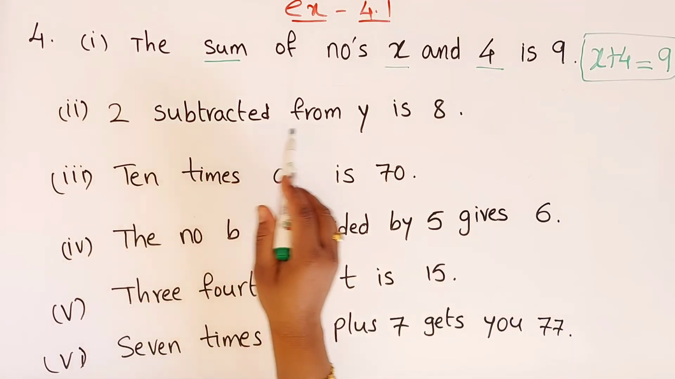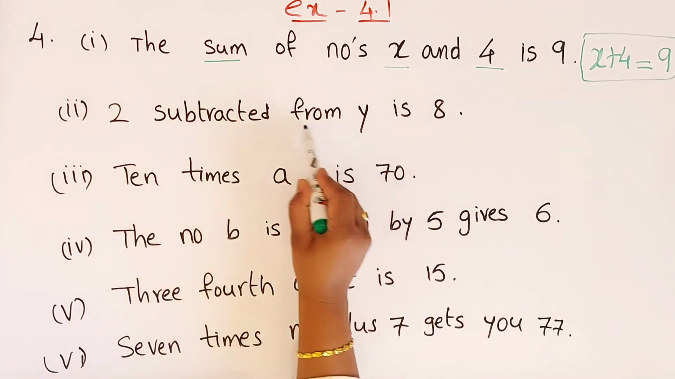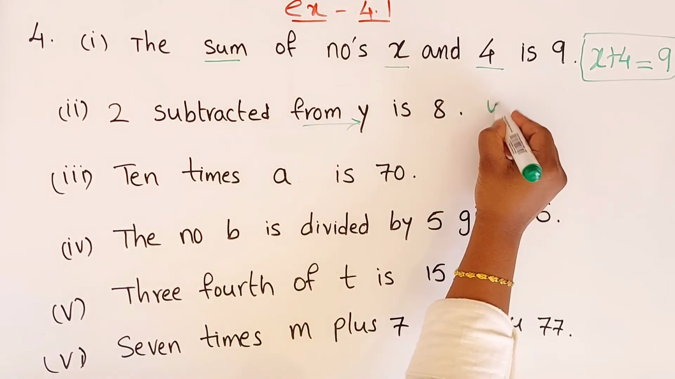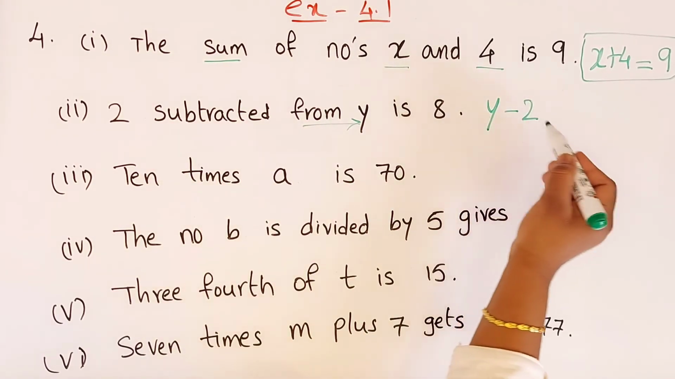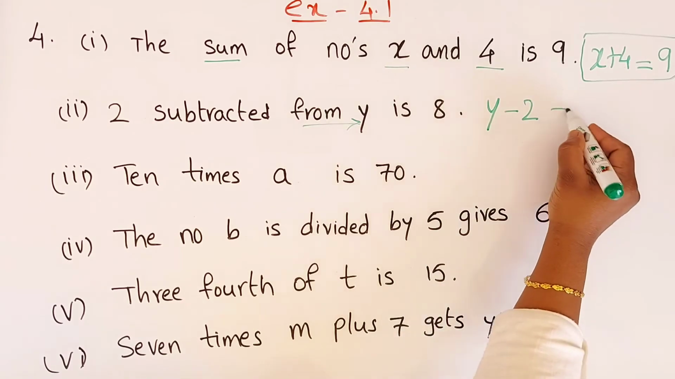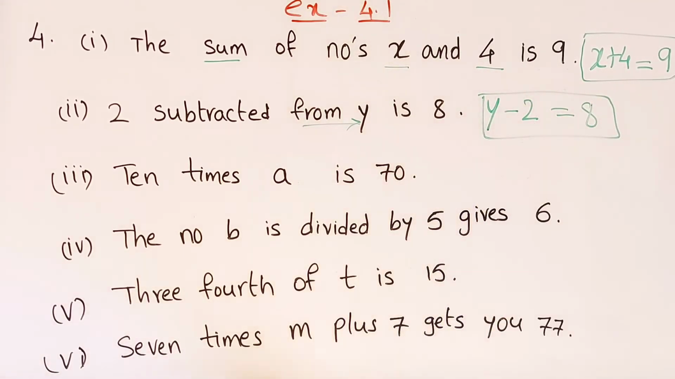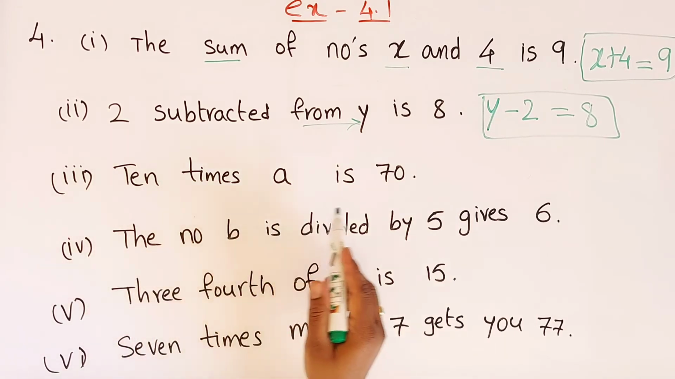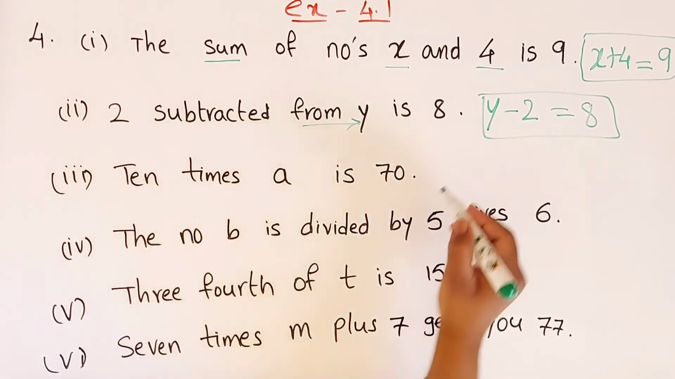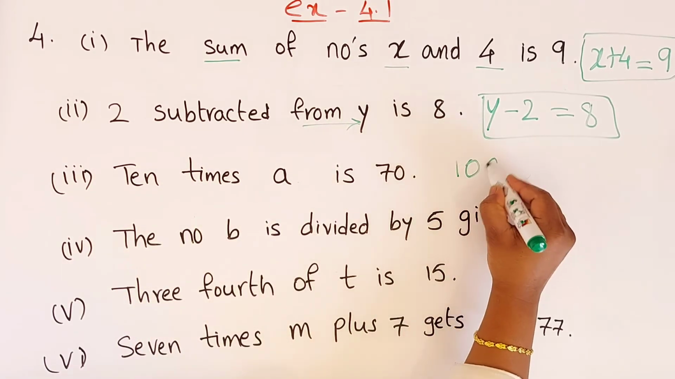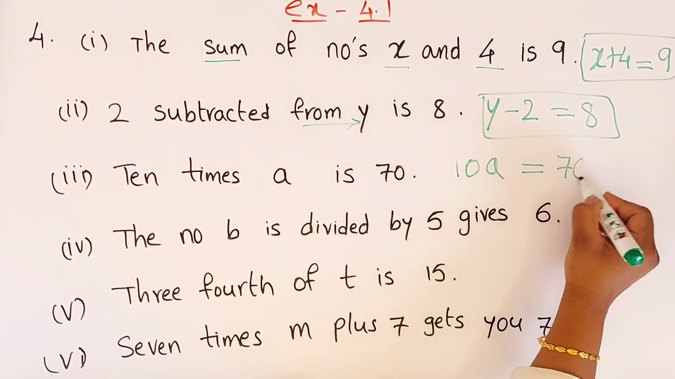Second one, 2 subtracted from y is 8. 2 subtracted from y. That means y we have to write first. Subtracted how much? 2. y minus 2 is, that means equal to 8. This is the second equation, children. Next, 10 times a is 70. a we know, 10 times of a. That means 10 into a. 10a is equal to 70.